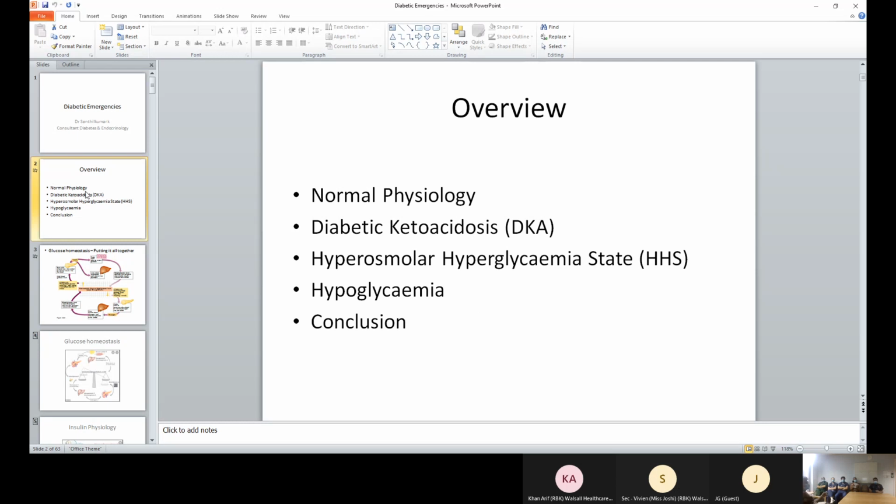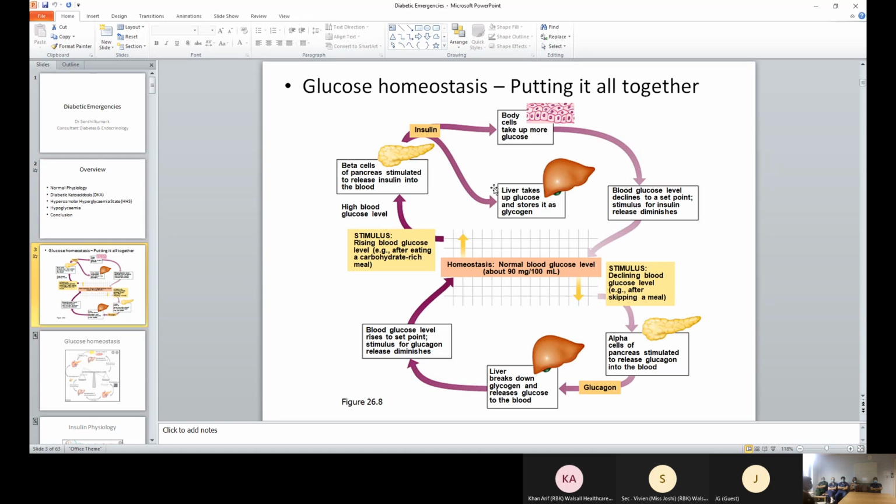I'm going to talk quickly about the normal physiology, then what is diabetic ketoacidosis, and then the hyperosmolar state and the hypoglycemia. If I have time, we will come up with some learning points for you. I'm not sure whether you want the US or the UK one. The pathogenesis, glucose homeostasis, is more or less the same. The important thing is the liver and the pancreas, predominantly.